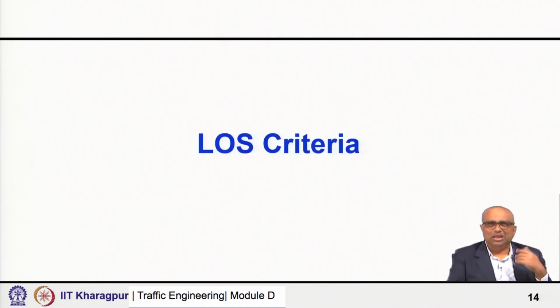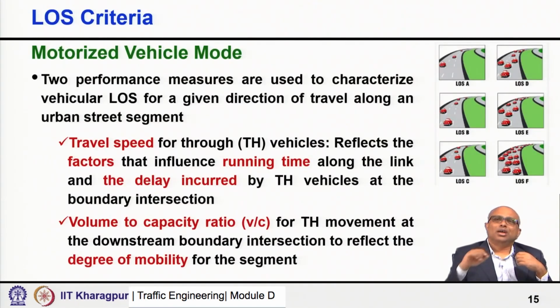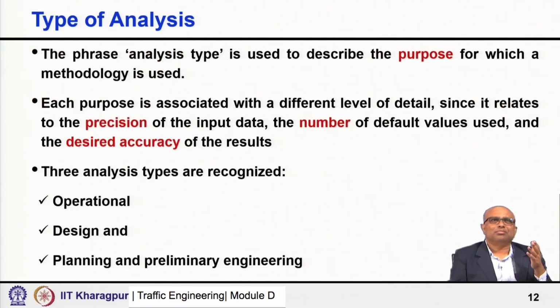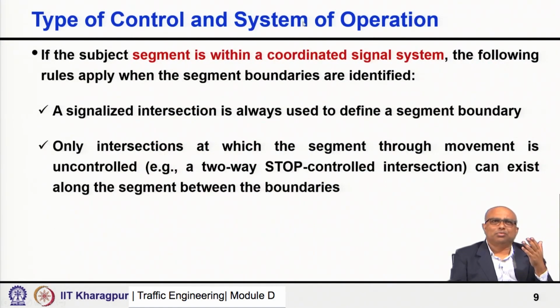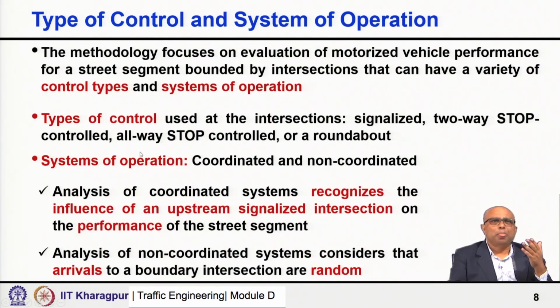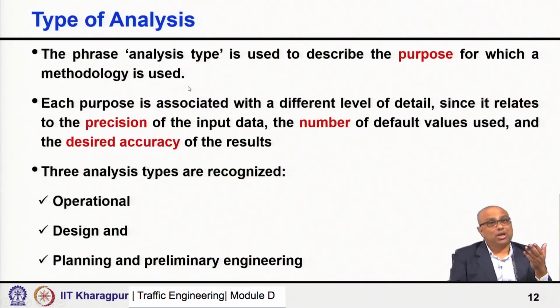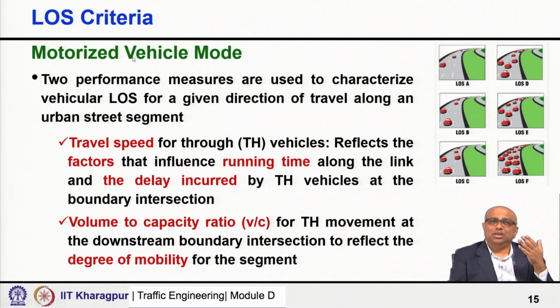Now, going to the LOS criteria. As I said, our focus is on the street segments and also the motorized vehicle. So, the LOS also is based on that, right. Now, two performance measures are used to characterize vehicular LOS for a given direction of travel along an urban street segment.